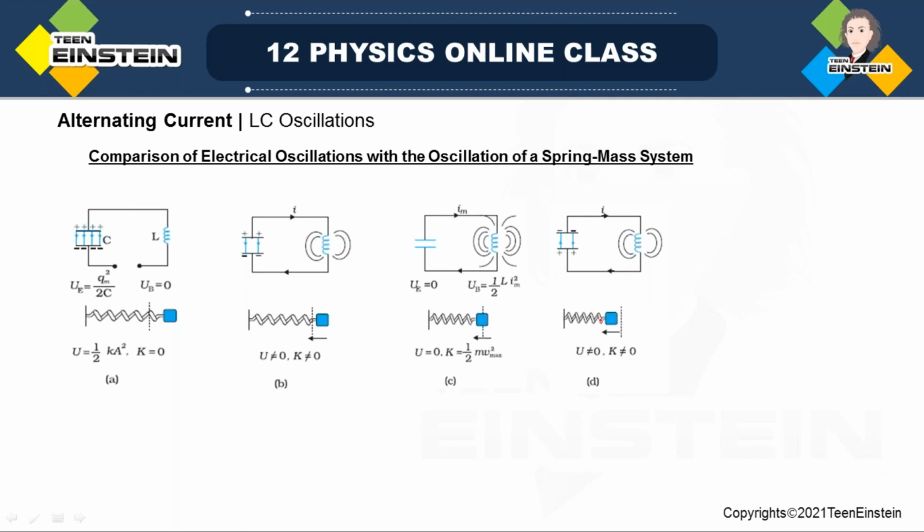And you can see at any intermediate situation just after crossing the equilibrium, both energies will be there, potential energy as well as kinetic energy. As you can see here also in the capacitor, some charge has been stored, so there will be some electric energy and there will be magnetic energy as well. So the total energy will be given by the sum of these two.